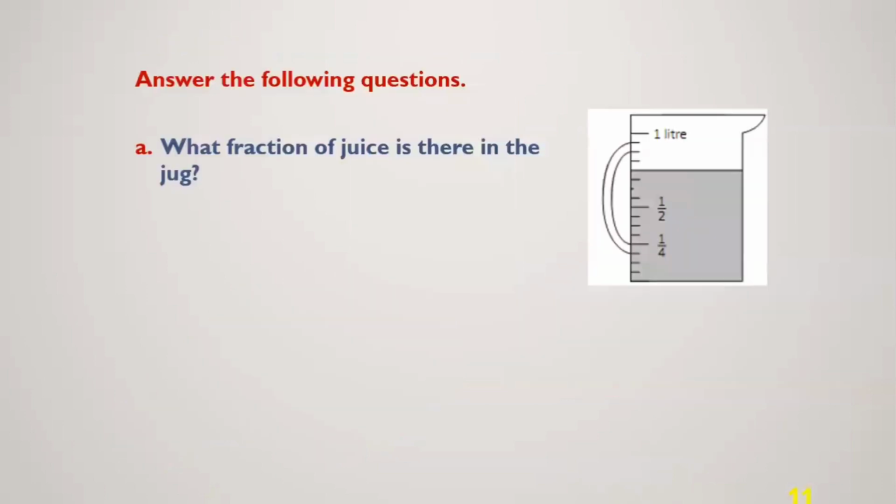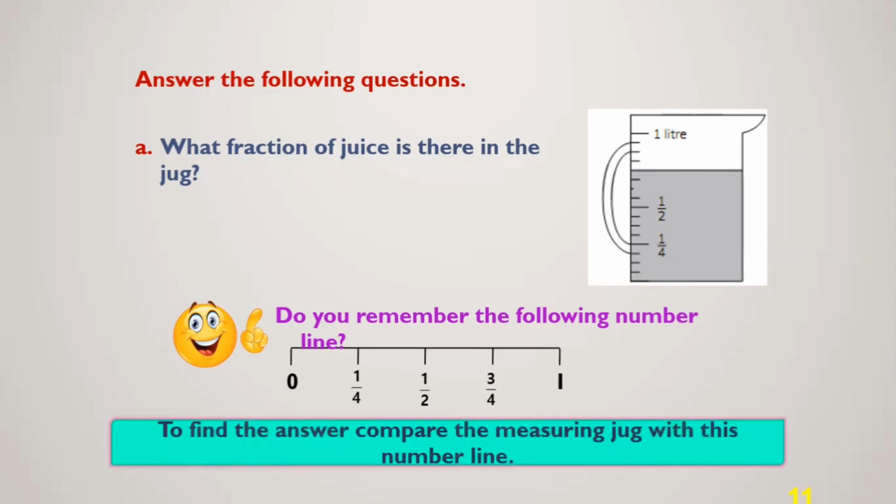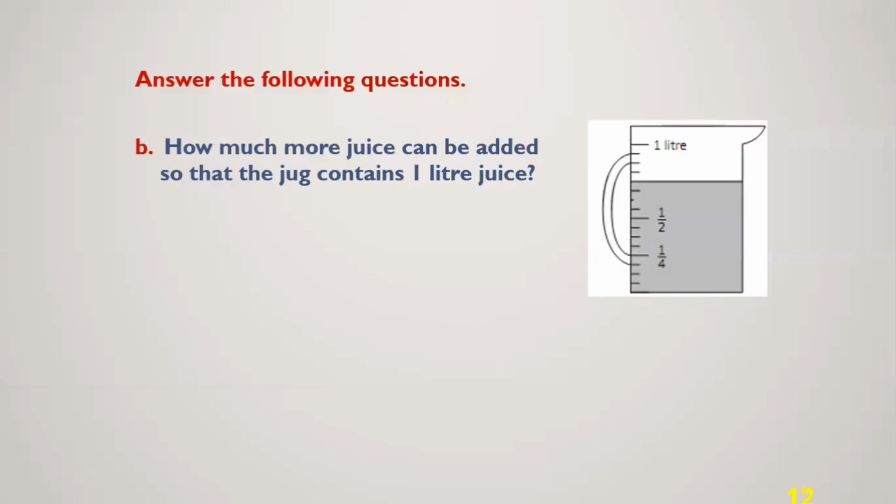What fraction of juice is there in the jug? Observe it carefully. The capacity of the jug is 1 liter. You can see 1/4, 1/2. Imagine the number line. So between 0 and 1, it is half, 1/4 and 3/4. So the juice which is being seen here is 3/4 liters. So the juice here is 3/4 liters.